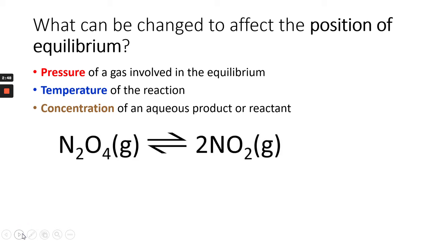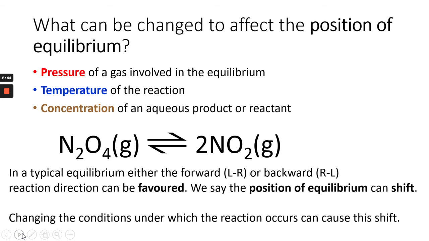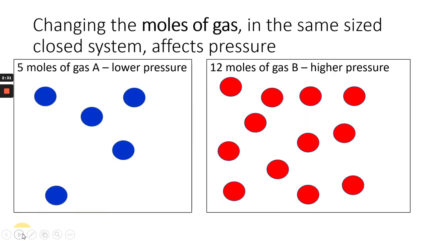In this particular reaction we've got 1 mole of gas on the left and 2 moles of gas on the product side. So in this equilibrium either the forward or backward reaction can be favoured, so we say that the position of equilibrium can shift, and changing the conditions under which the reaction occurs can cause this. So let's look at changing the pressure.